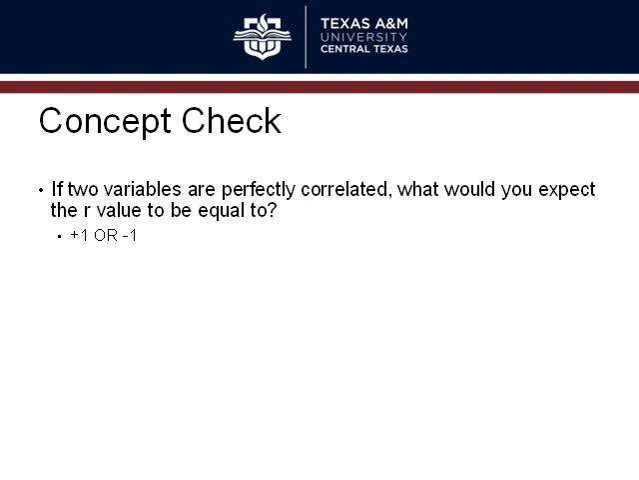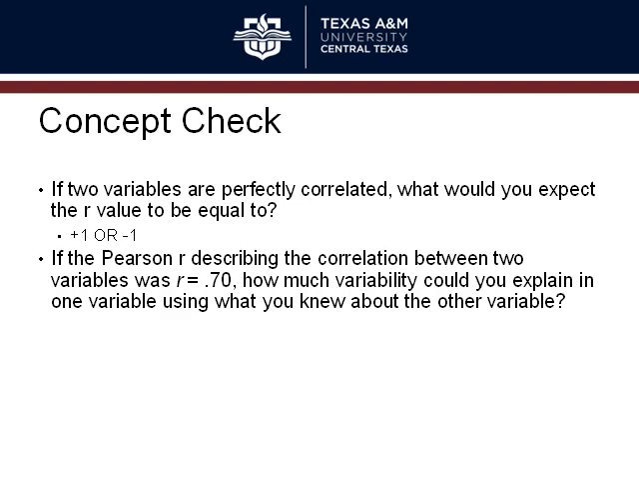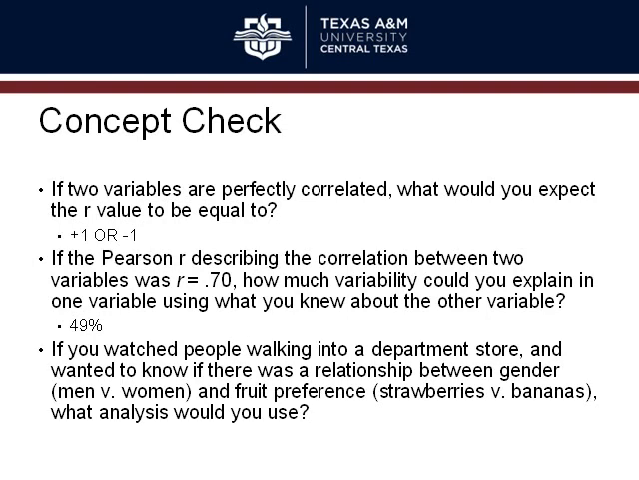Right, both perfect. Now, if the Pearson R describing the correlation between 2 variables was R equals 0.70, how much variability could you explain in one variable using what you knew about the other variable? 49%. How did we get that? Coefficient of determination, right? So R squared, 0.7 times 0.7 is 0.49. 0.49 is 49%.